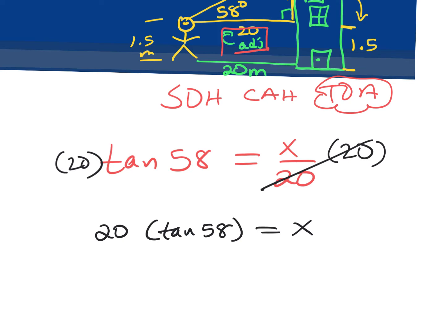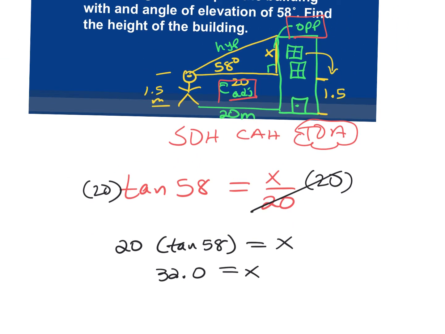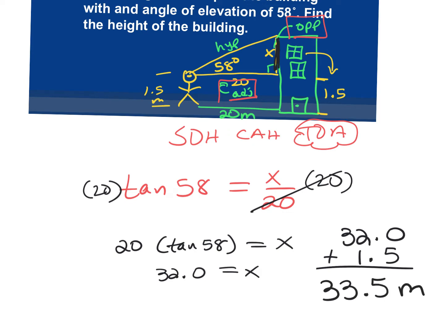Once you do this on your calculator, you are going to get approximately 32.00669058, rounded to the tenths. I'm just going to make it 32.0. Now remember, that is only for this little piece of the building. So now to get the total height of the building, I'm taking the 32 I just found, plus add in the person's height. So the final height of the building is 33.5 meters tall.